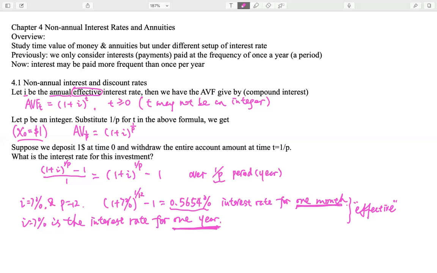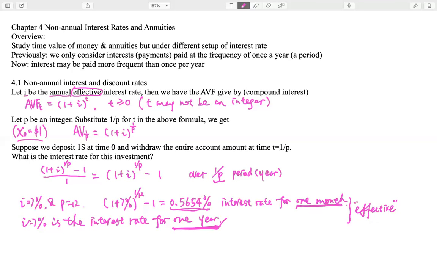Okay. So next, of course, if you earn this monthly rate, but accumulate for 12 months, you will get to 1 year. So they are equivalent, right? Because I derived this from 7%. So they are equivalent.